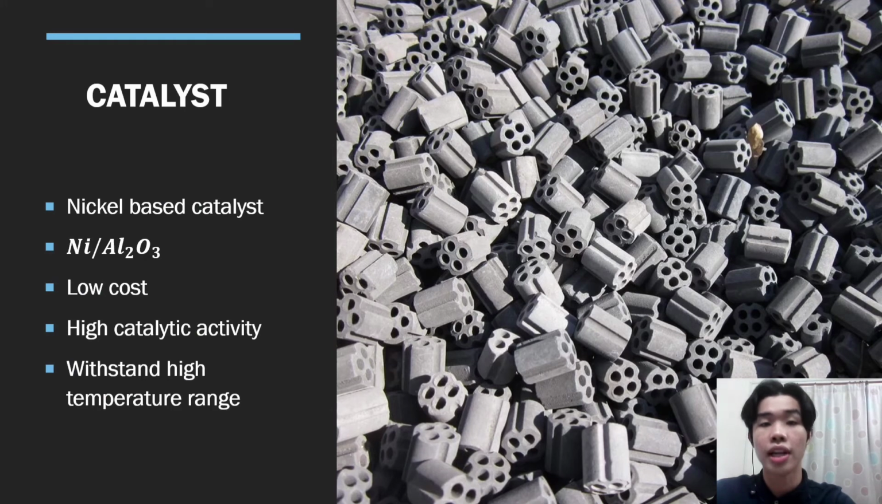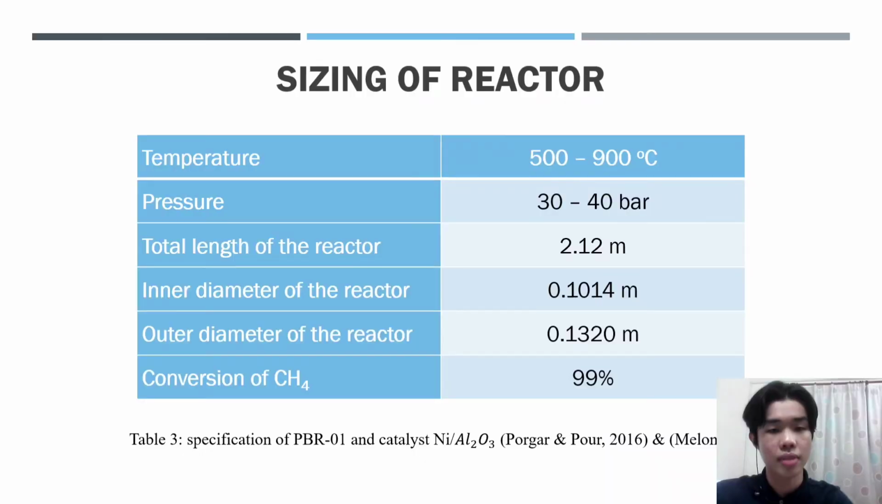Furthermore, the nickel-based catalyst we use in this reforming process is chosen because of its low cost, high catalytic activity, and the ability to withstand a wide range of temperatures. The sizing of the reactor will be around 2 meters in length and 0.1 meter in diameter, with an operating condition of 500 to 900 degrees Celsius and 30 to 40 bar in pressure in order to achieve 99% methane conversion.